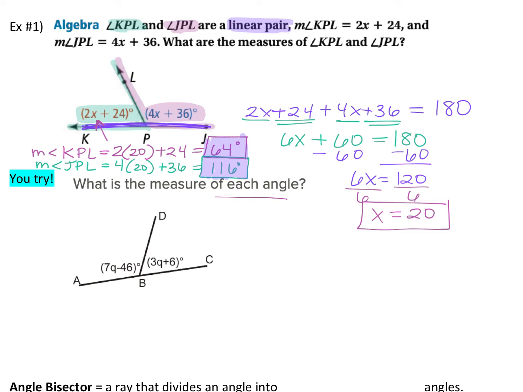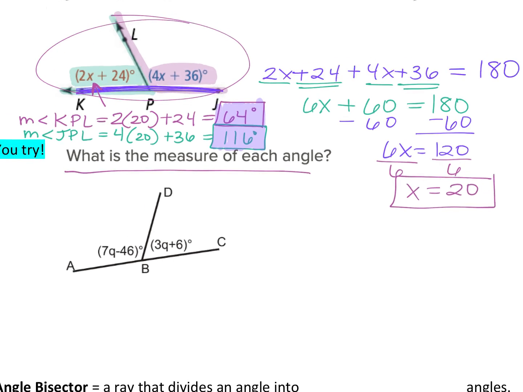Okay, so now look at this. It says, what is the measure of each angle? That's a Q, by the way. They decided to throw a different variable in there. See if you can set that up. Same type of problem. You're going to do the exact same thing, just with some different numbers. Set it up and try it yourself, and I will come around.